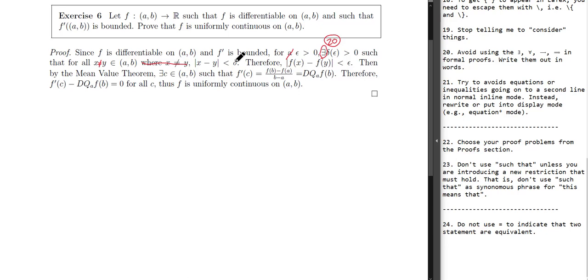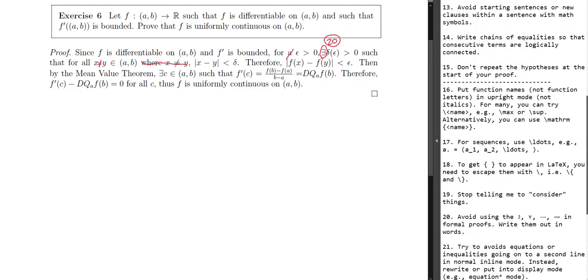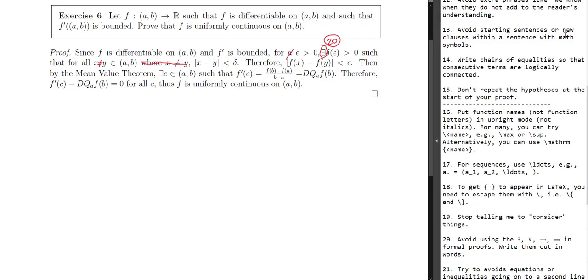Okay, there's a couple things going on here. One, before you would write this down, you need some sort of words, right? So we believe this is number 13 on our list. We avoid starting sentences or new clauses within a sentence with math symbols. So after the comma, we don't want to start immediately with math symbols. Okay, so there's a little 13 error here. But there's something more.